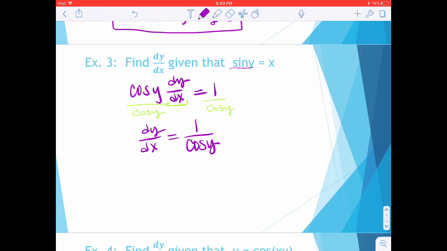Okay, so you're just taking the derivative of both sides as normal. But if you take the derivative of something with a y, you just multiply dy/dx by it, and that's how you use implicit differentiation. Okay, and then in the end you want to end up solving for dy/dx.